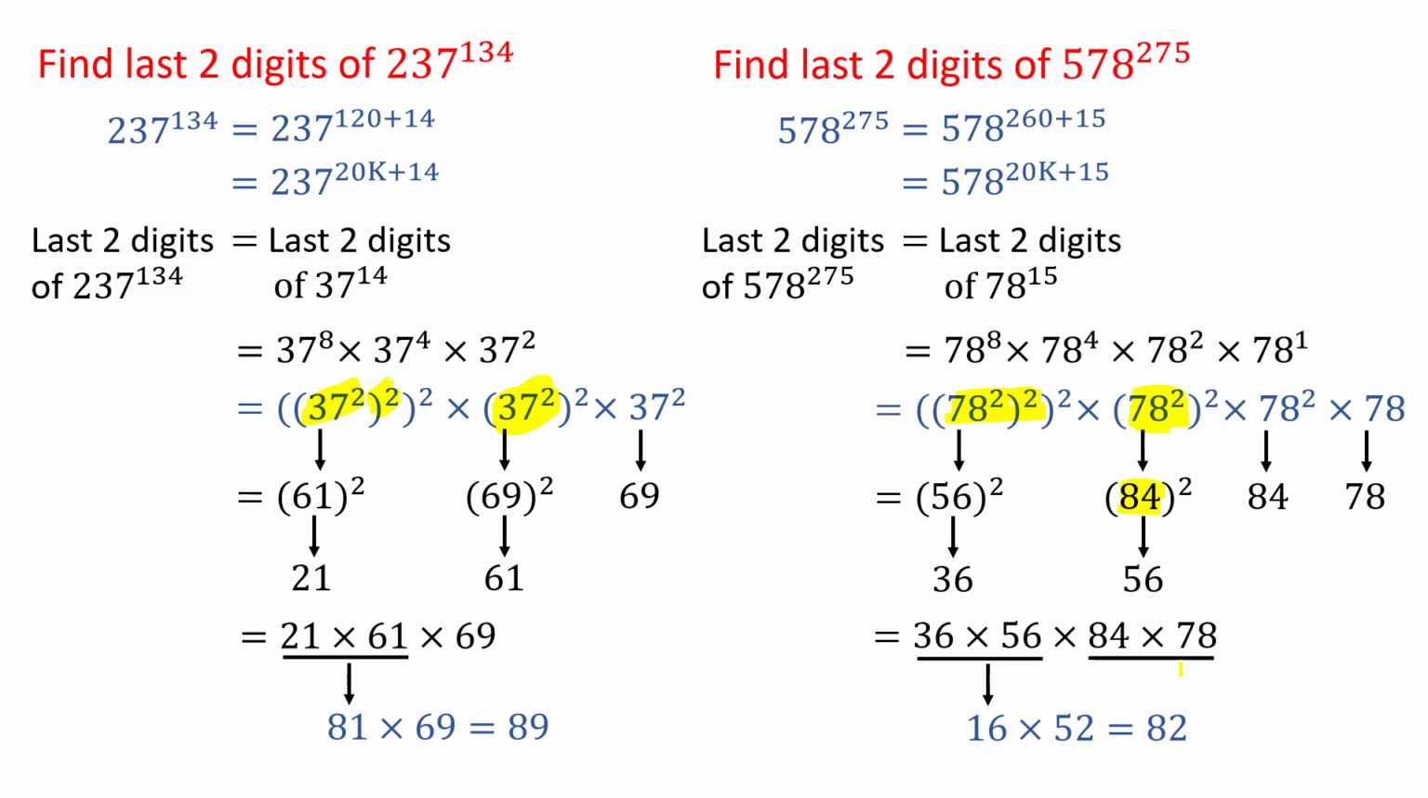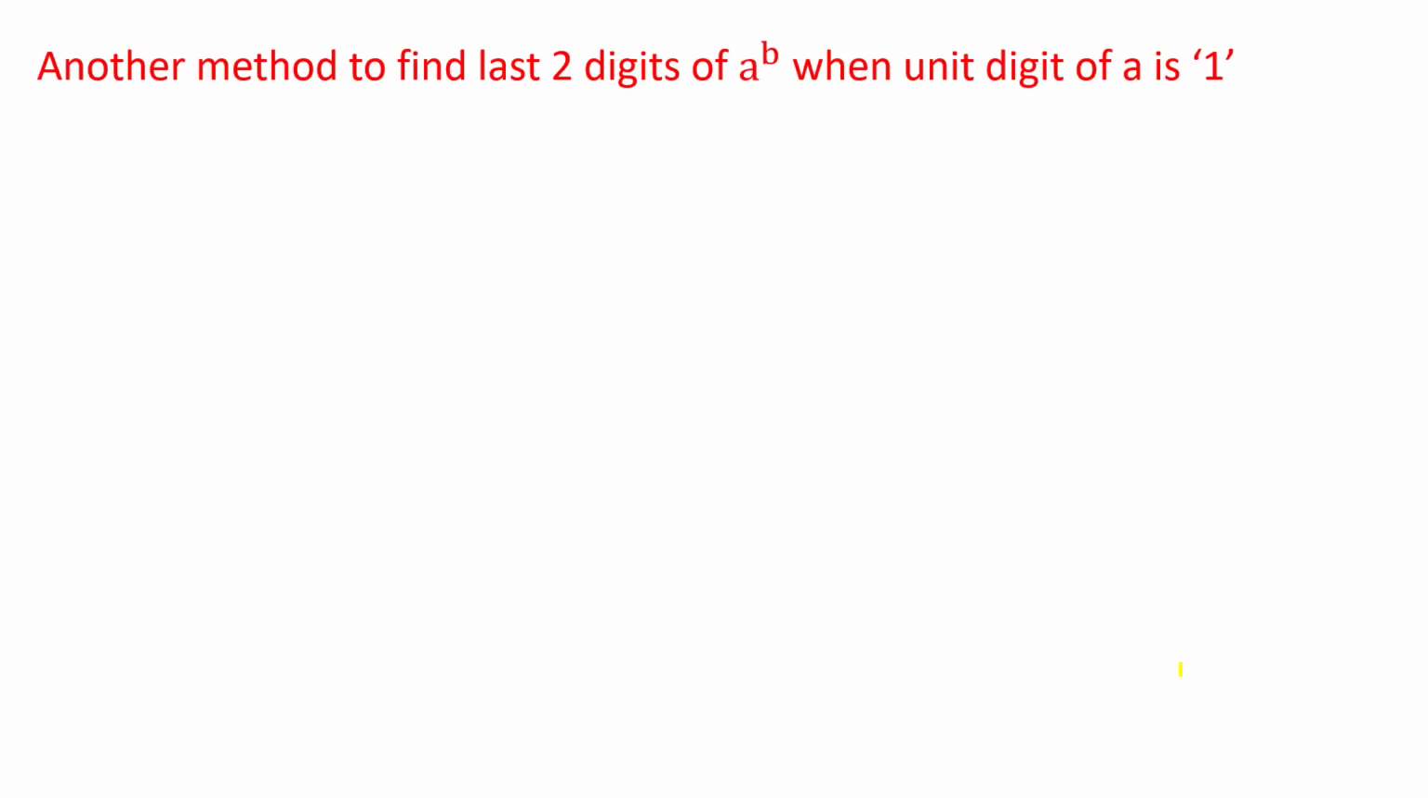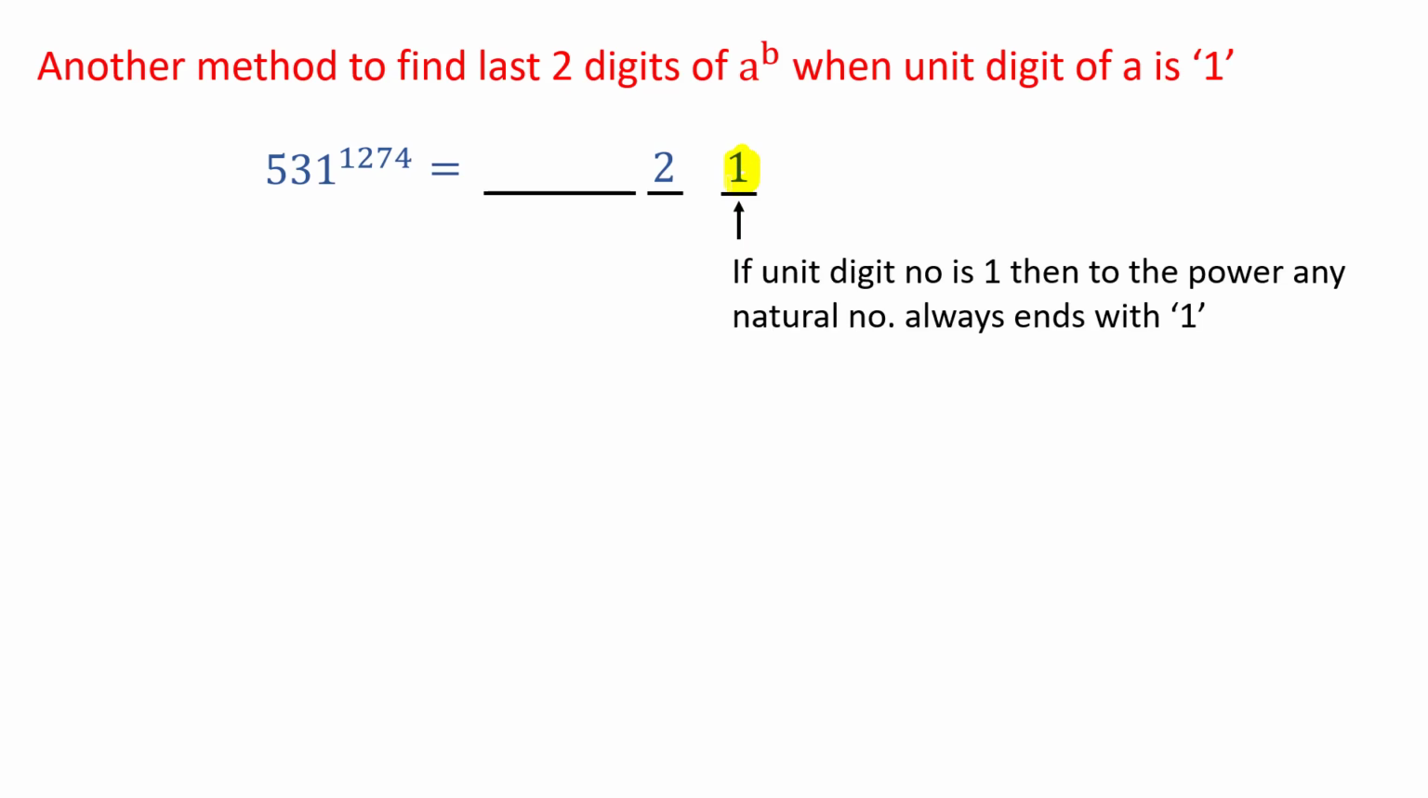Now there is an alternate method as well when the unit digit is 1. If the unit digit is 1, there is an alternate method. Let's have a look at it. Let's say we want to find the last two digits of 531 to the power 1274. We know that 1 to the power any number always ends with 1. If the unit digit of a number is 1, then to the power any natural number it always ends with 1.